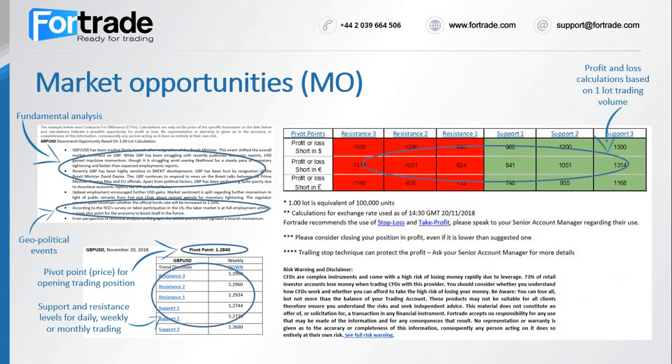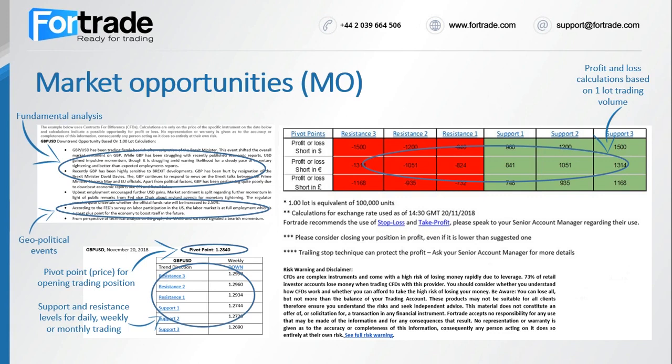So here's an example of a market opportunity. You can see fundamental analysis on what's going on with the pound-dollar currency pair. Below you can see some geopolitical events that can influence the currency pair, such as the resignation of the UK Brexit minister in this instance, or positive employment figures in the US.